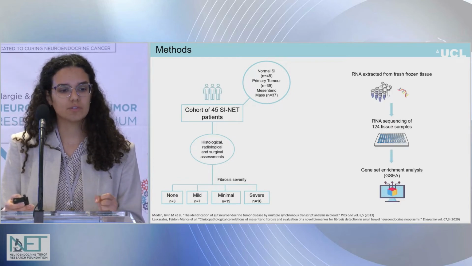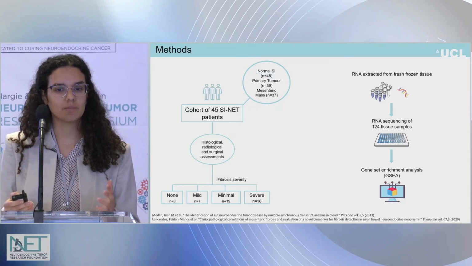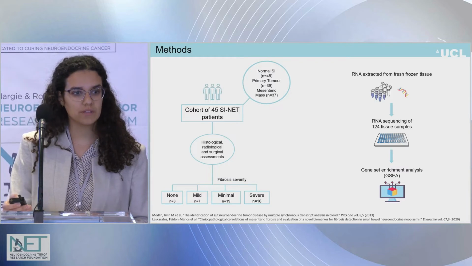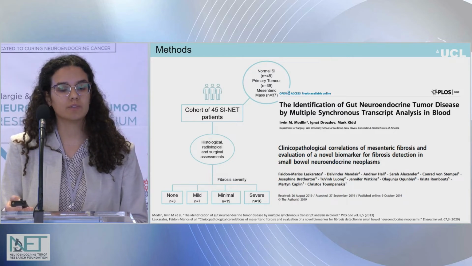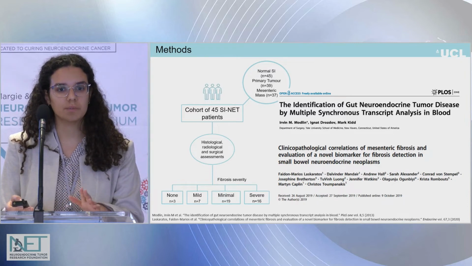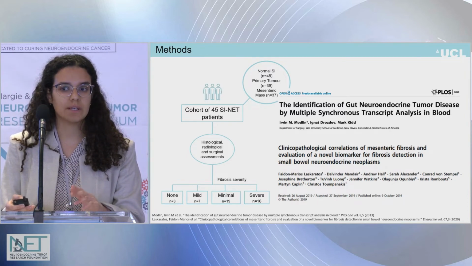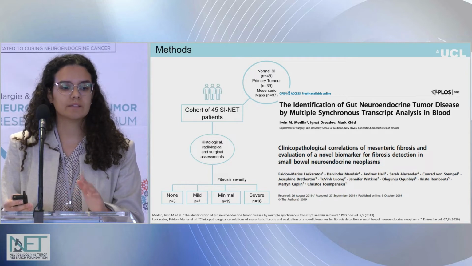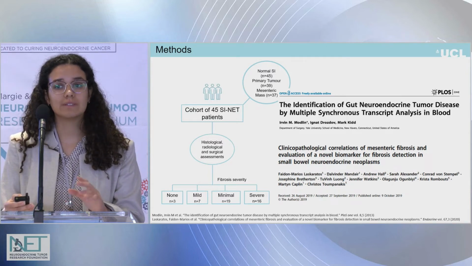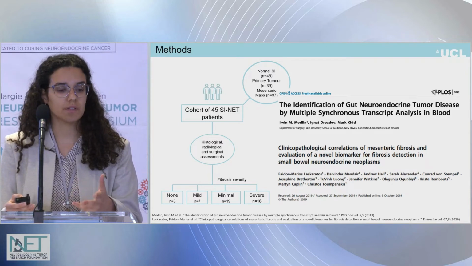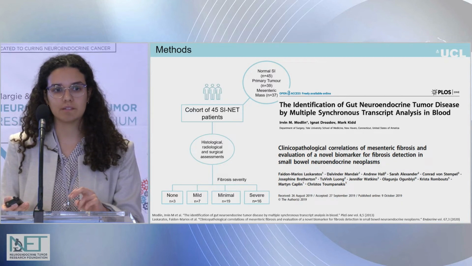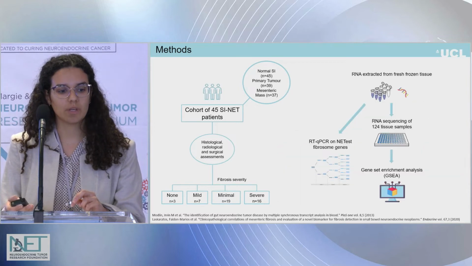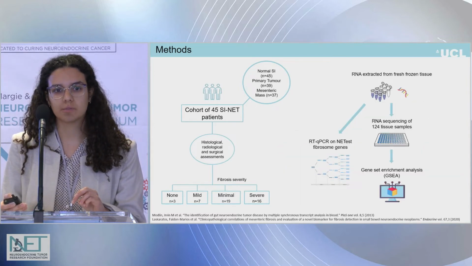From these tissues, we have extracted RNA, performed RNA sequencing, and analyzed it using gene set enrichment analysis, or GSEA. We have also used this RNA to look at the expression of 5 transcripts that we have termed the NETest fibrosome markers. These have previously been shown by our group to detect MF when analyzed in the blood of SI-NET patients, and were originally derived from the NETest developed by Professor Modlin. We have used RT-qPCR to look at their expression in the tissue.